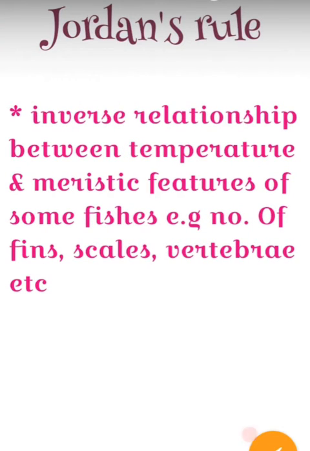Next rule is Jordan's rule. According to Jordan's rule, there is an inverse relationship between temperature and meristic features. Meristic features are characteristics like number of fins, scales, or vertebrae. So according to the inverse relationship, if the temperature is high, then the number of fins will be low, the number of scales will be low, and the number of vertebrae will be low. But if the temperature is low, then all these meristic feature numbers will be high. This is the inverse relationship that was proposed by Jordan.